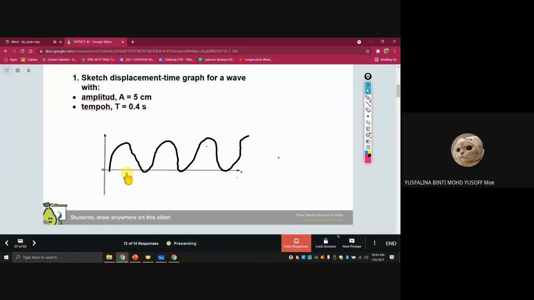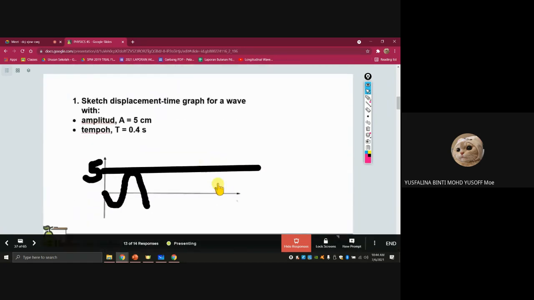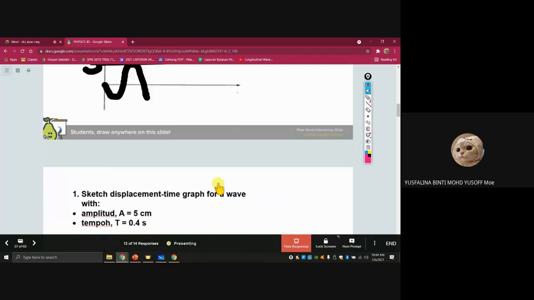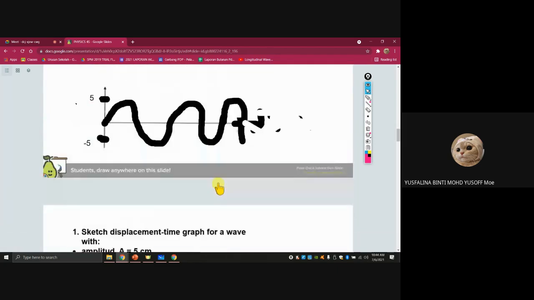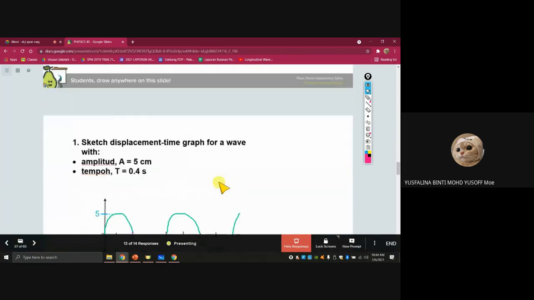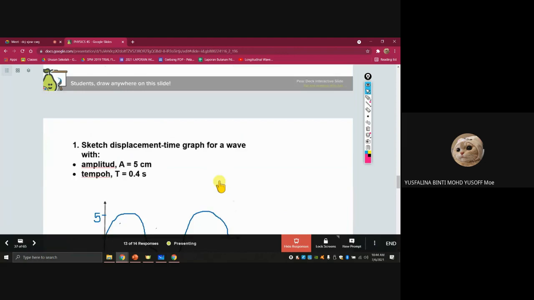Your graph should have the positive and the negative, right? The negative exit and the positive exit must also have the curve, not only at the positive part.